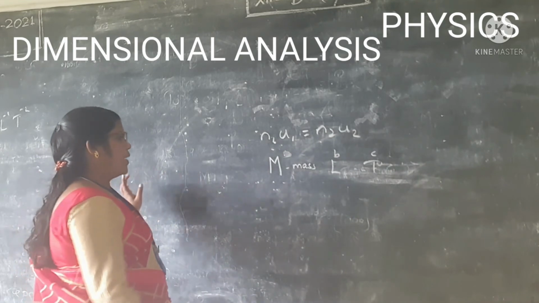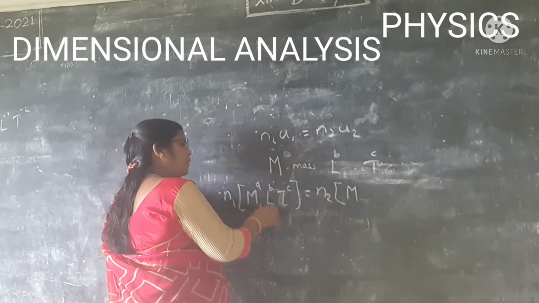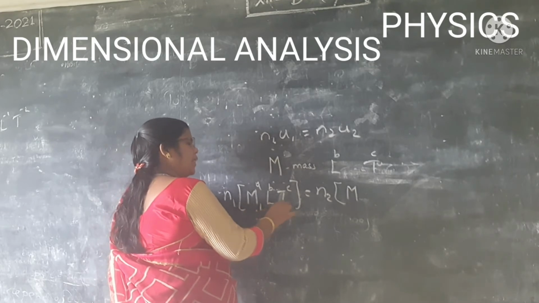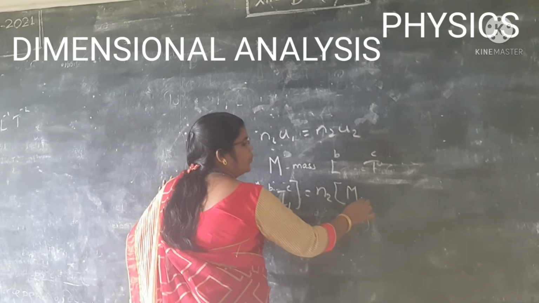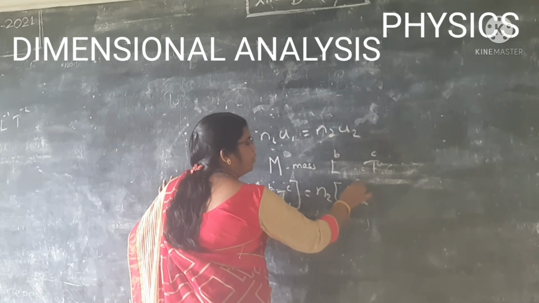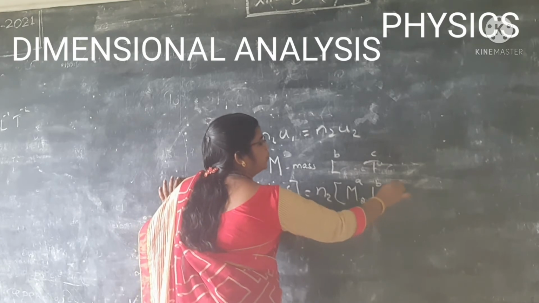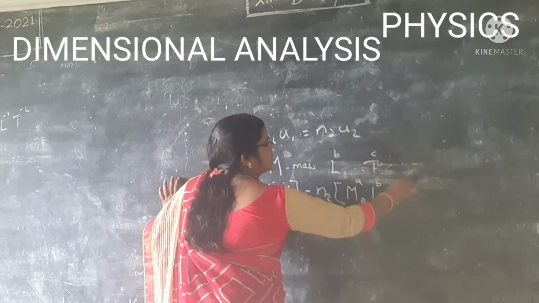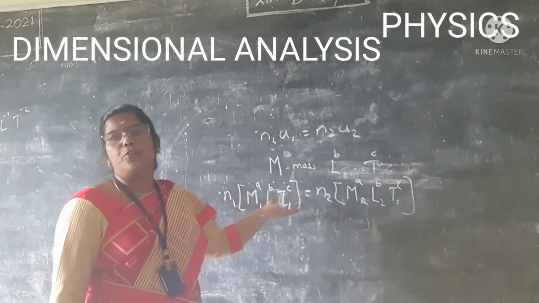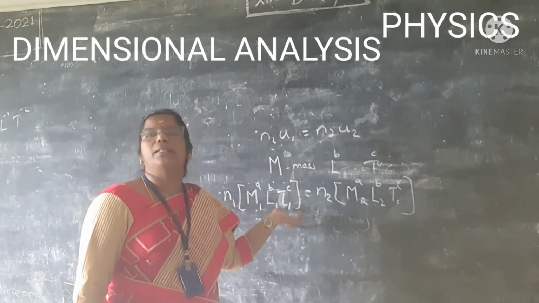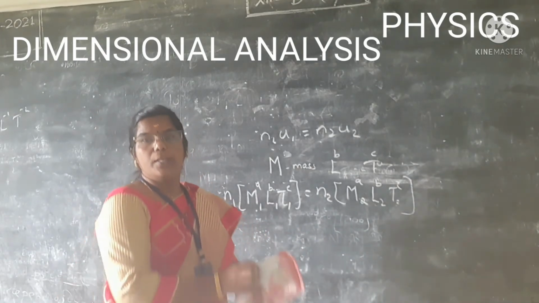Now we can write this in one system as n1 into m1 power a, l1 power b, t1 power c equal to n2 into m2 power a, l2 power b and t2 power c. So we can convert one system of unit into another by using this method. Now we can have an example given in the textbook.